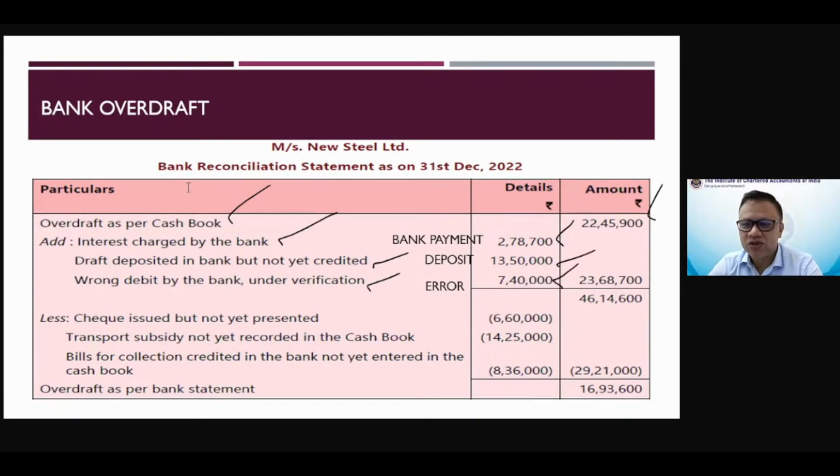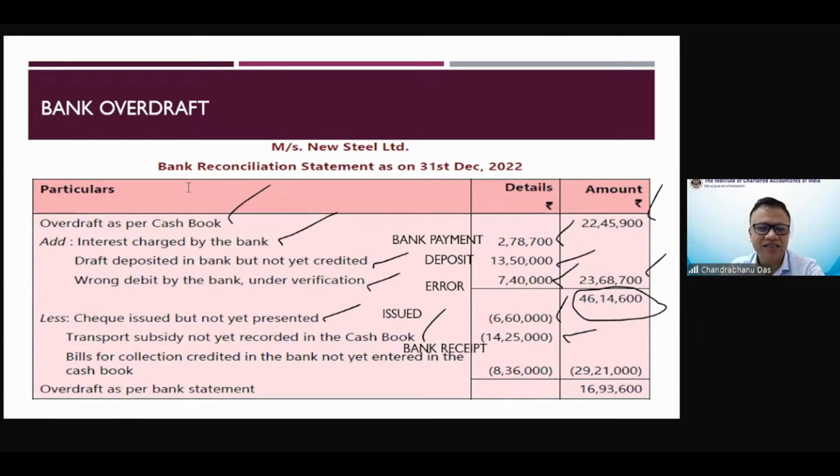Simply that. Now we get 46 lakh 14,16,600 after adding. Then, as this is the cash book, we are deducting the checks issued but not presented, to decrease the balance. Then the transport subsidy, which is not yet recorded in the cash book, we are also deducting. It is a bank receipt. And bills for collection, try to understand: bills for collection credited in the bank yet not entered in the cash book. So this is like a bank receipt.